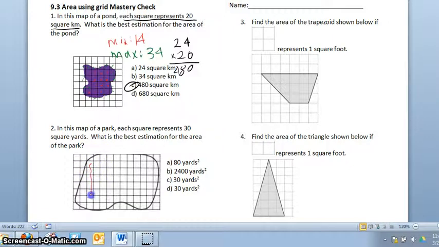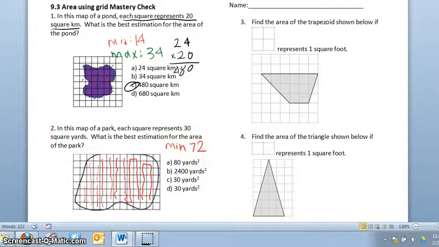1, 2, 3, 4, 5, 6, 7, 8, 9, 10, 11, 12, 13, 14, 15, 16, 17, 18, 19, 20, 21, 22, 23, 24, 25, 26, 27, 28, 29, 30, 31, 32, 33, 34, 35, 36, 37, 38, 39, 40, 41, 42, 43, 44, 45, 46, 47, 48, 49, 50, 51, 52, 53, 54, 55, 56, 57, 58, 59, 60, 61, 62, 63, 64, 65, 66, 67, 68, 69, 70, 71, 72. Okay, so the minimum here would be about 72.